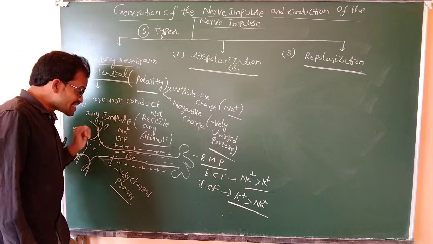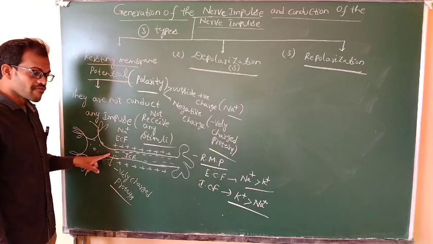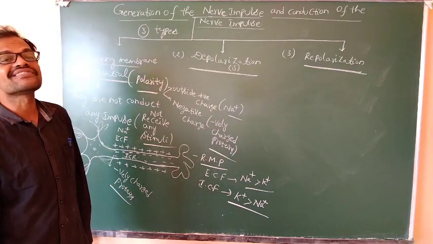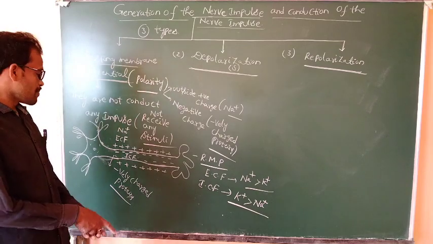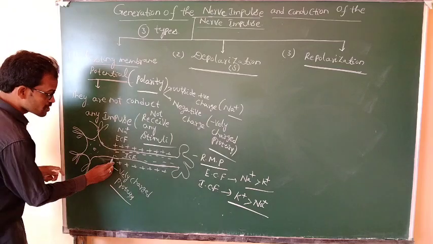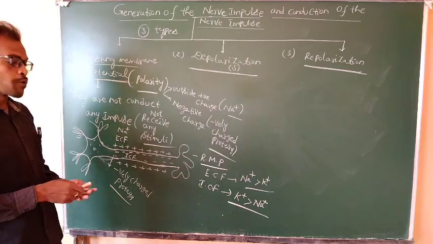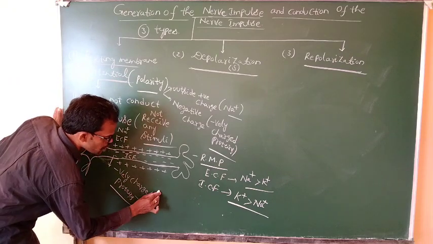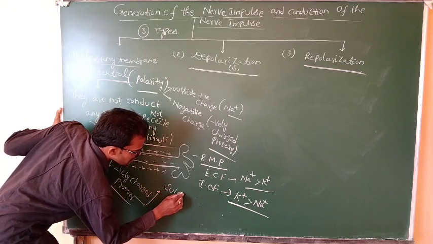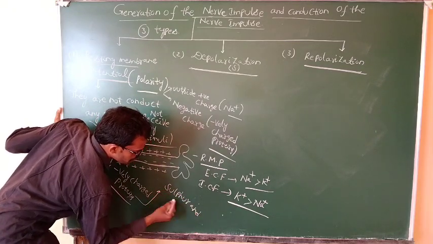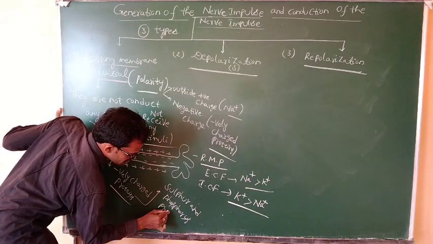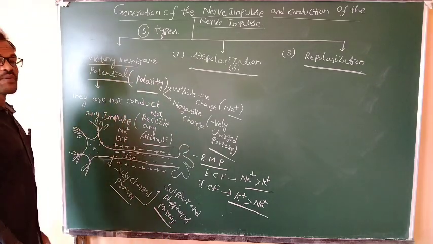Inside the intracellular fluid, potassium concentration is more compared to the sodium ion concentration, but the inside negative charge is maintained by the negatively charged proteins. Negatively charged proteins means sulfur-containing and phosphorus proteins.